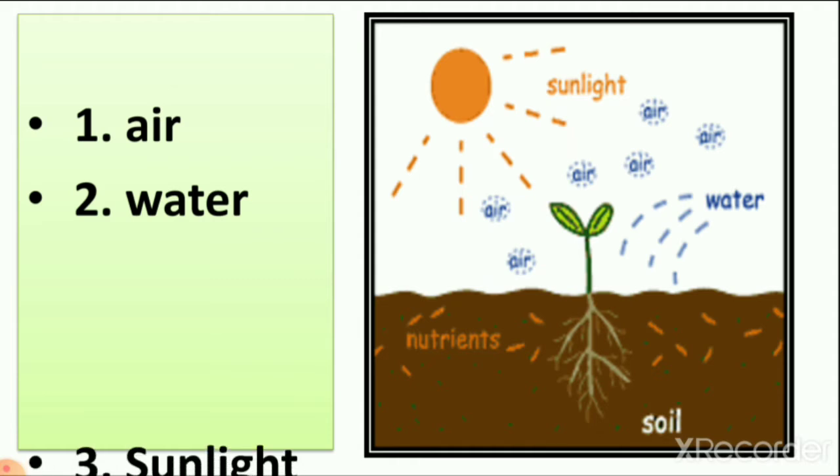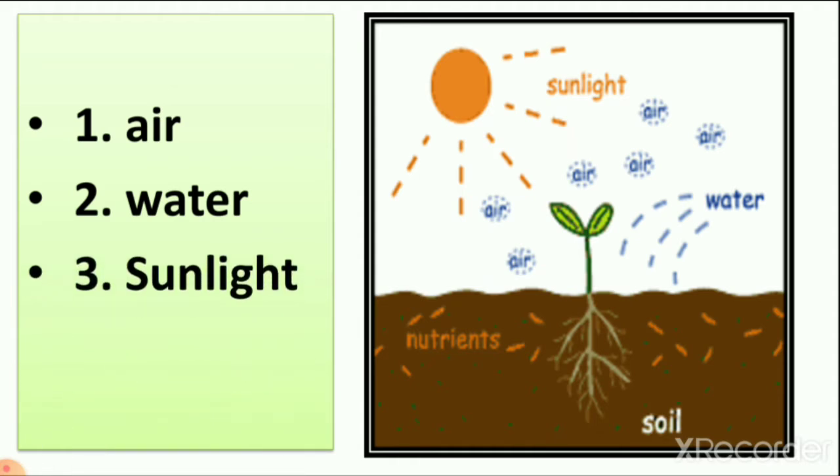And the third thing a plant needs to grow is sunlight. Why? Because with the help of sunlight, air and water, plants make food for themselves. So, sunlight is also needed for growing a plant. You can't only water the plant and expect it to start growing. You need to give sunlight to plants. So, these three things plants need to grow.